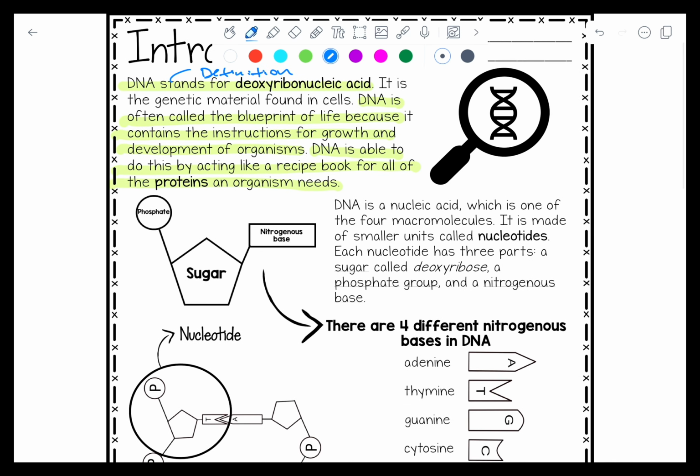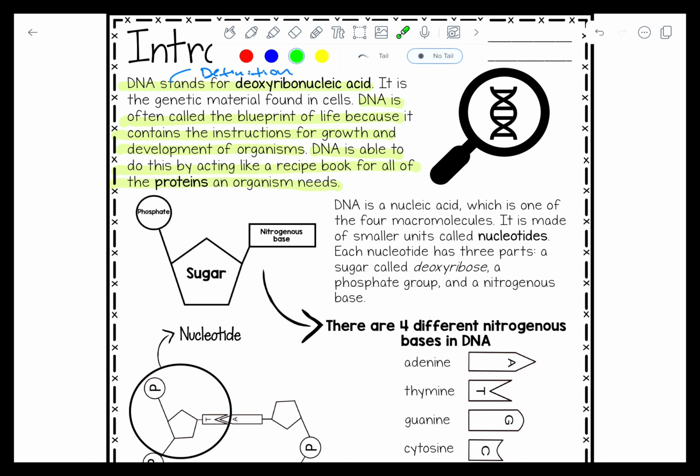All right, this next part, I'm going to go ahead and read it. You guys can follow along, and then we'll highlight a few more things. DNA is a nucleic acid, which is one of the 4 macromolecules. It is made of smaller units called nucleotides. Each nucleotide has 3 parts: a sugar, called a deoxyribose, a phosphate group, and a nitrogenous base. That's what this is right here. Some of you might say nitrogenous or nitrogenous base. We'll talk more about those in just a second.